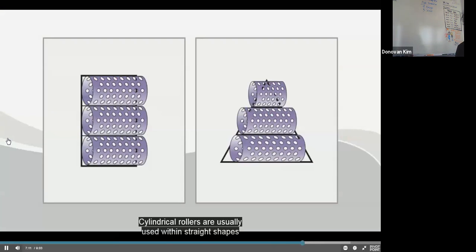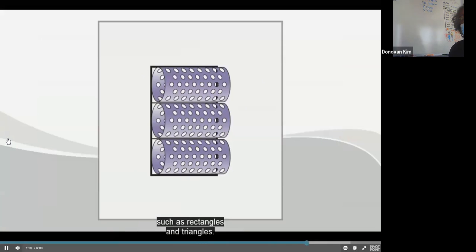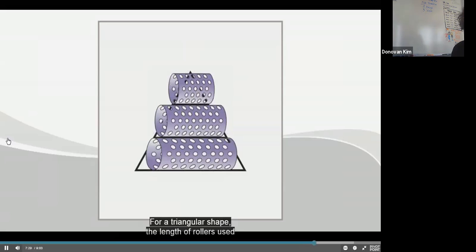Cylindrical rollers are usually used within straight shapes, such as rectangles and triangles. A rectangle set with rollers will achieve straight directional movement and is generally used as a fill-in or blending shape with curvature shapes set on either side. For a triangular shape, the length of rollers used will progress from short to long to encompass the shape from the narrow end to the wide end.